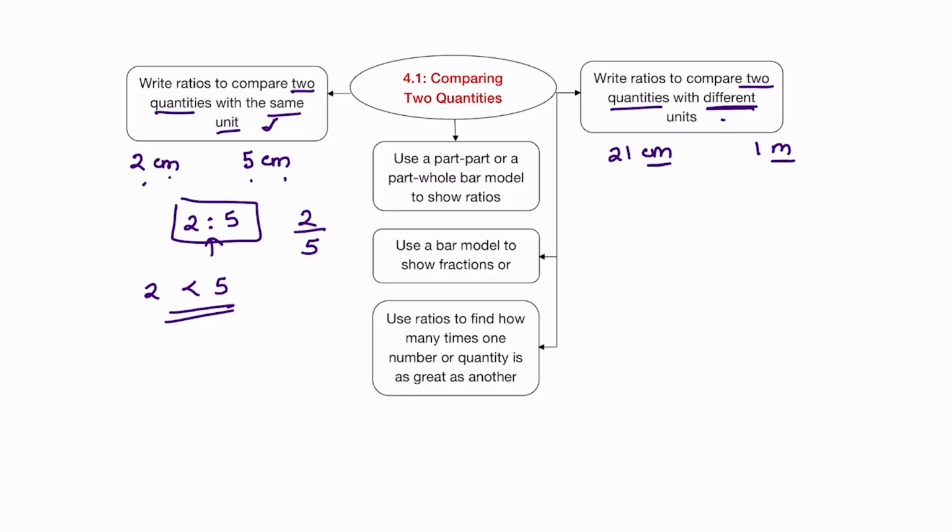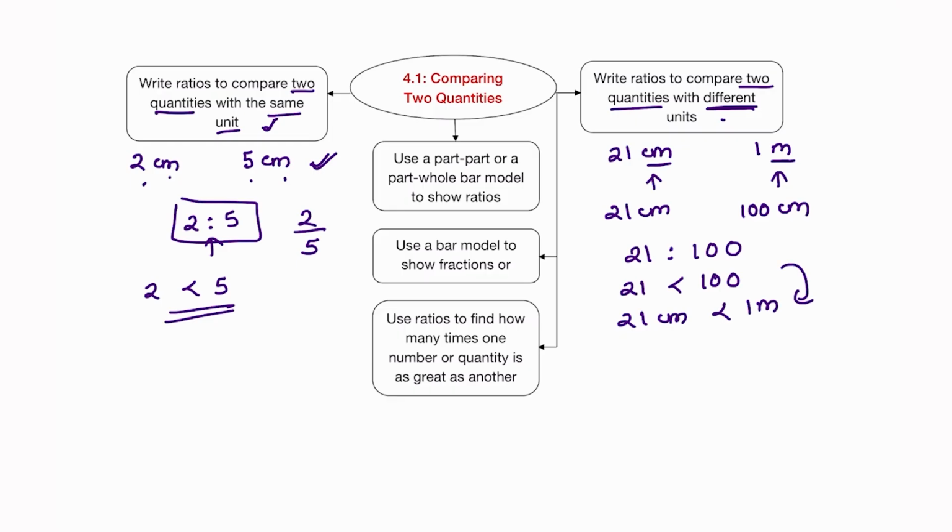For us to compare them, the first step is to convert them into the same units. If we keep centimeter as the unit, we have to convert this into centimeter. We know 1 meter is 100 centimeter, right? And that's 21. Now both of them have the same units. So you compare: 21 is to 100. We know that 21 is less than 100, and therefore 21 centimeter is less than 1 meter, because 100 centimeter is 1 meter. So that's how you do this.